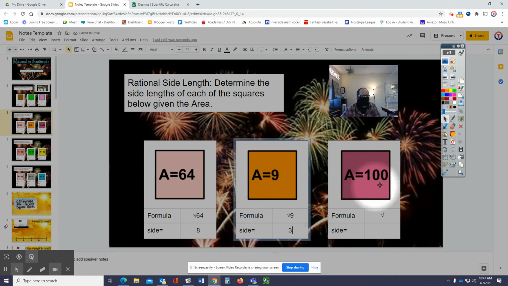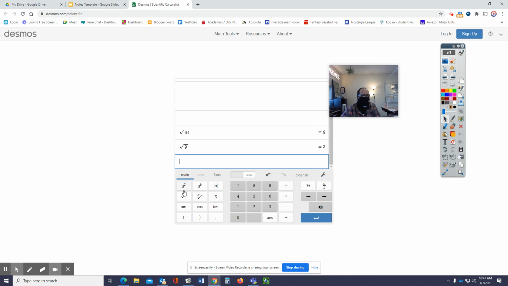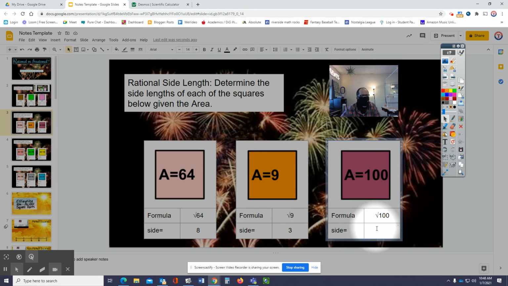And now the last one has an area of 100. So in my formula, I put area is the square root of 100. And I want to find the side length, so I go back to the calculator. Square root of 100 gives me 10. So my answer down here has a side length of 10. So what we want to do here, though, is just know that if we have the area like these right here, we want to find the side length by using the square root function.